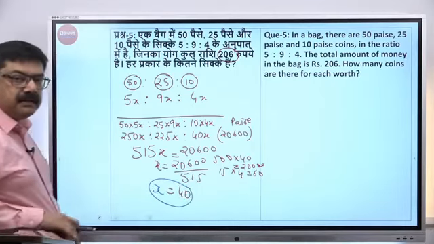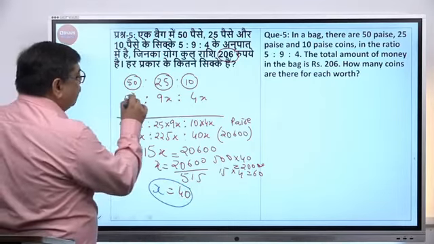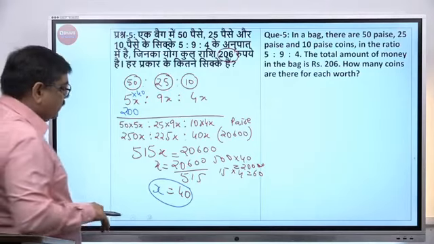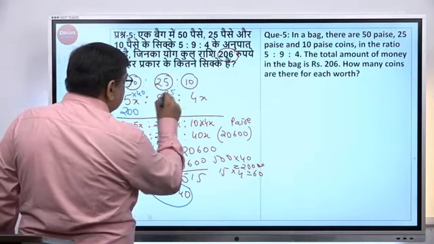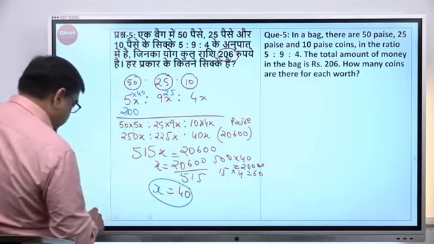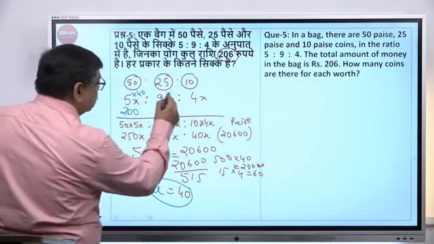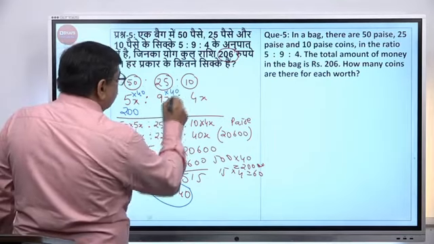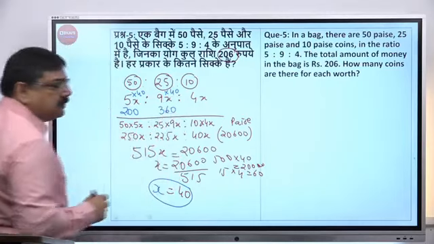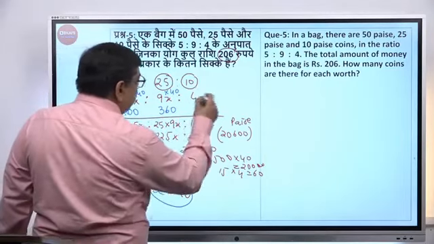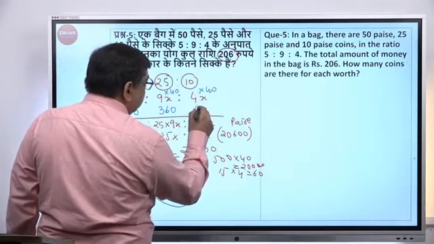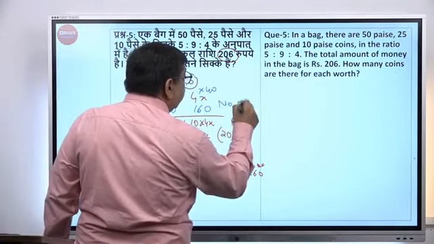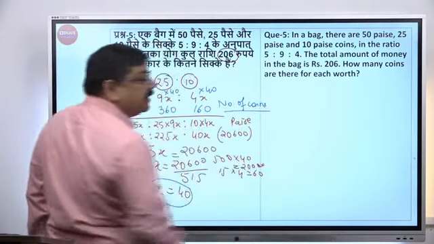x की वैल्यू तो मिल गई ना हमें, 40 है भाई. तो यहां पर 5 गुना 40 करें, 200 सिक्के हैं 50 पैसे के, ठीक है. अब यहां पर 9 को, 25 पैसे, सॉरी, you have to multiply all these with 40 only, right. तो ये 360 हो गए. 9 into 40, and 4 into x, that is 4 into 40, is nothing but 160. These are the number of coins. ये सिक्कों की संख्या है ना.